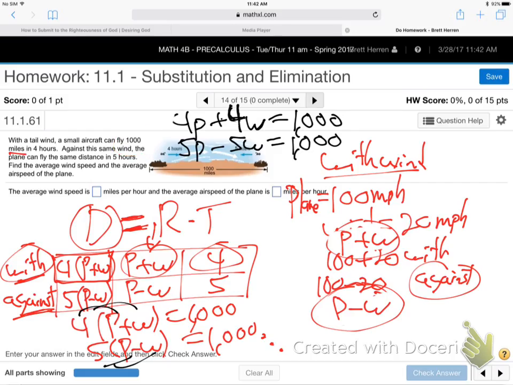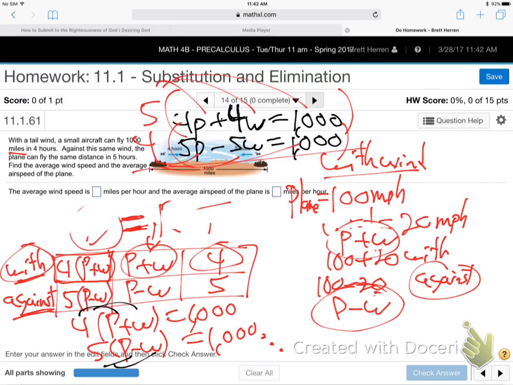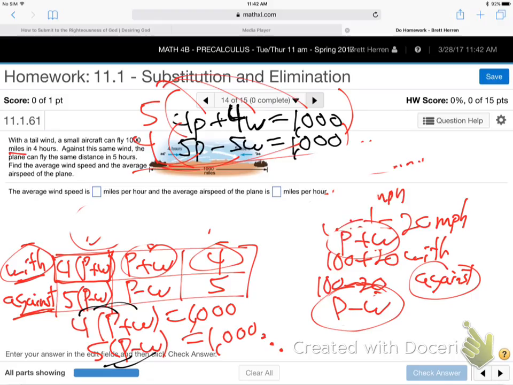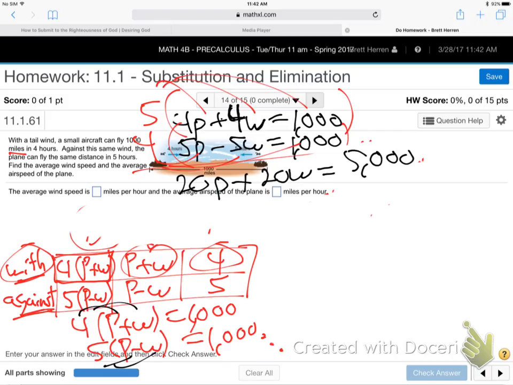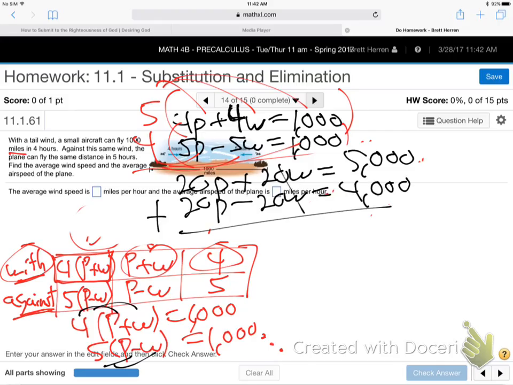I could take that top equation and multiply it by 5, and the bottom equation and multiply it by 4. See what's going to happen? I'm going to erase some stuff now because I'm running out of room here. And so then I'm going to get what? 20p plus 20w is 5 times 1,000, 5,000. And 20p minus 20w is 4,000. See what I did? Now when I add them up, the w's go bye-bye.